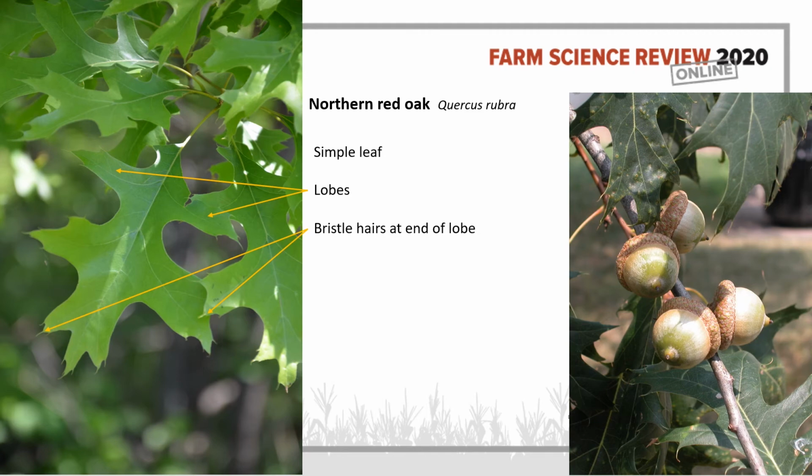Acorns are also pretty distinctive. They're a fairly large acorn with the cap just very slightly covering the top of the acorn. And if you can get acorns, a lot of times the acorns are one of the best characteristics for telling the oaks apart.